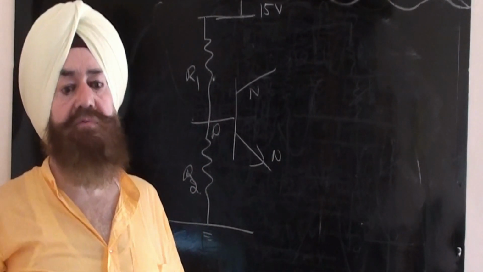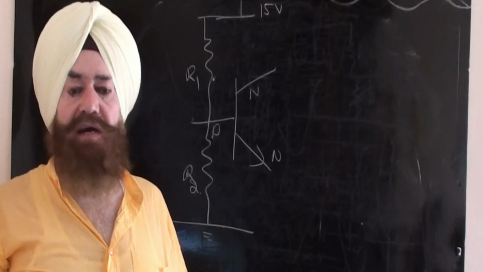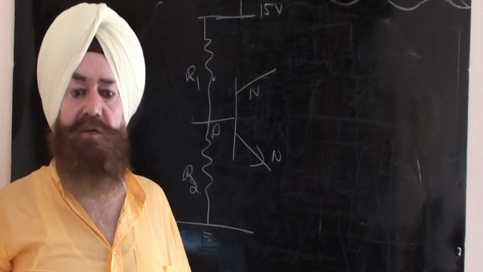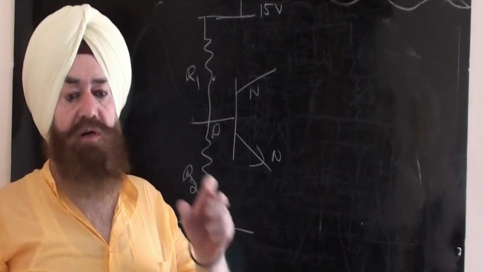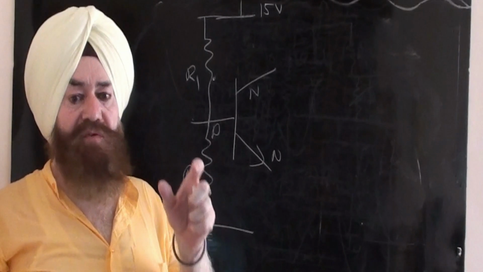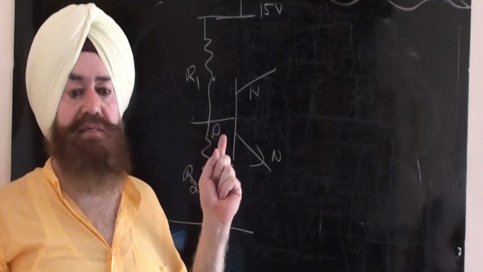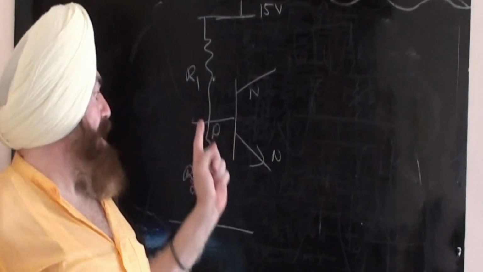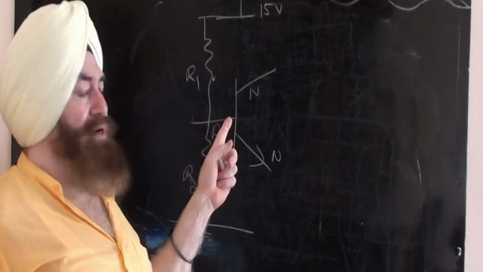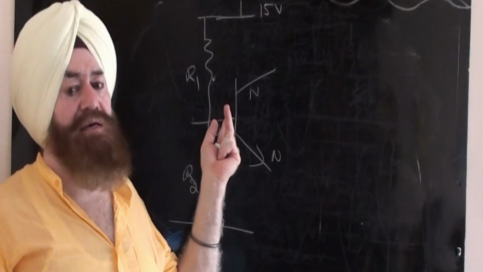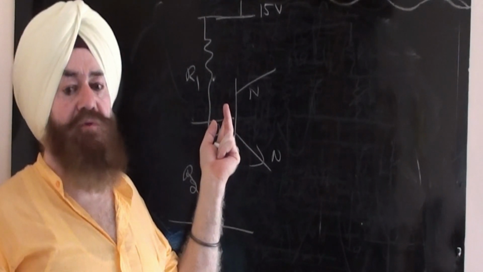R1 and R2 form a potential divider that brings the base voltage to a reference level, a fixed level. Like in my case, this R1 R2 gives a base current equal to 50 microampere, which was my base level.